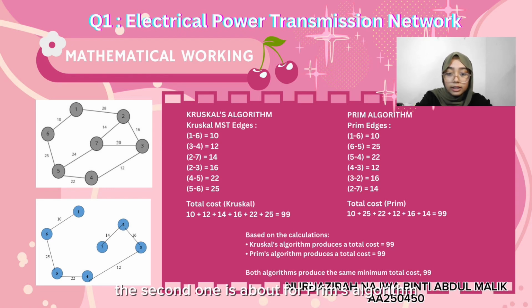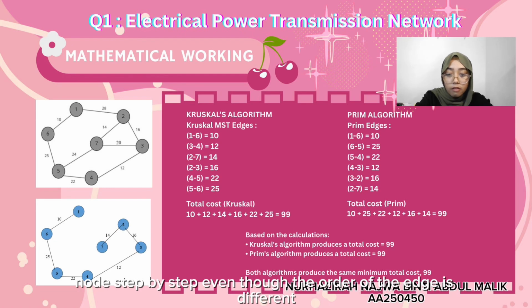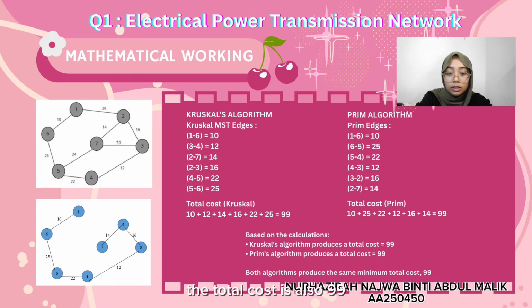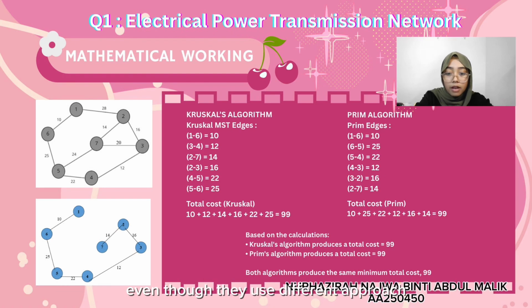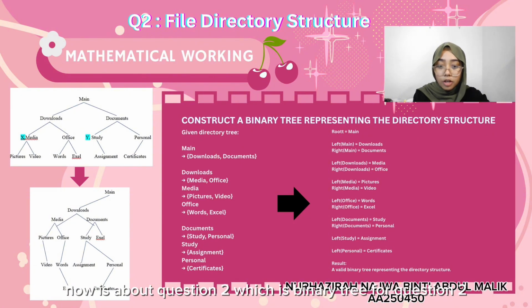The second one is about Prim's algorithm. We start from one node and keep connecting the nearest node step by step. Even though the order of the edges is different, the total cost is also 99. So overall, this shows that both Kruskal and Prim produce the same minimum total cost, even though they use different approaches.